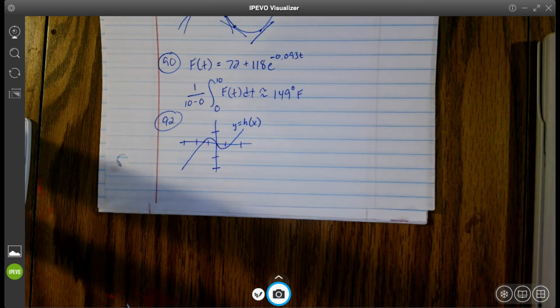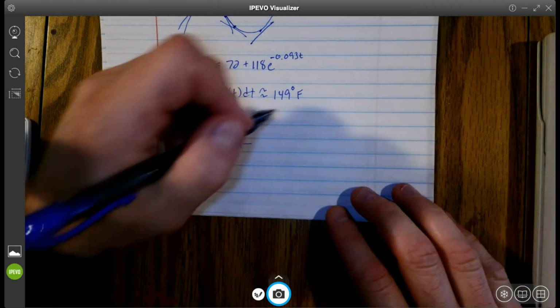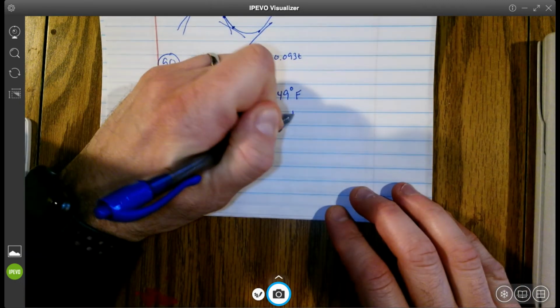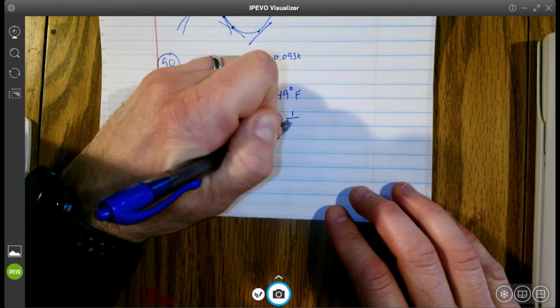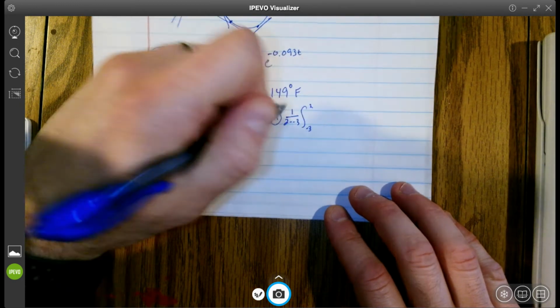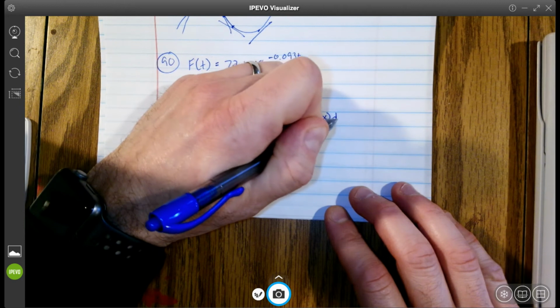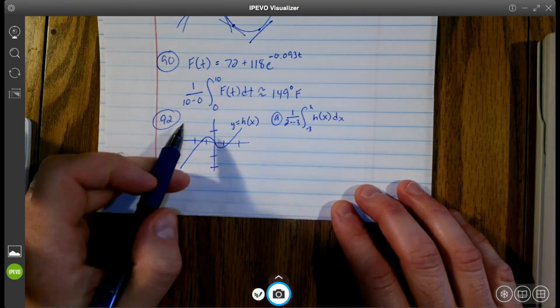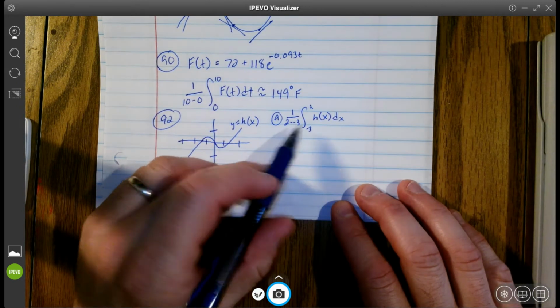All right, so A says the average value of h over the interval -3 to 2. Remember, average value would be 1 over 2 minus -3 times the integral from -3 to 2 of h of x dx. So we're going to take 1/5 of this integral.